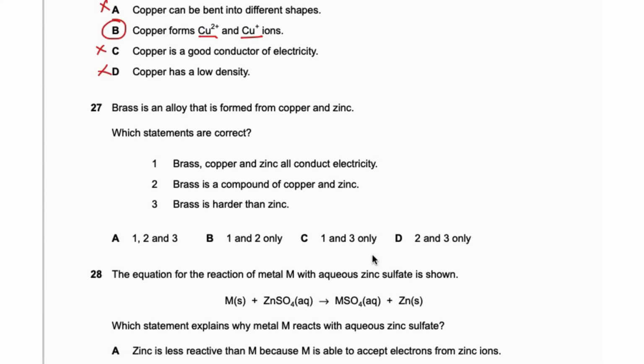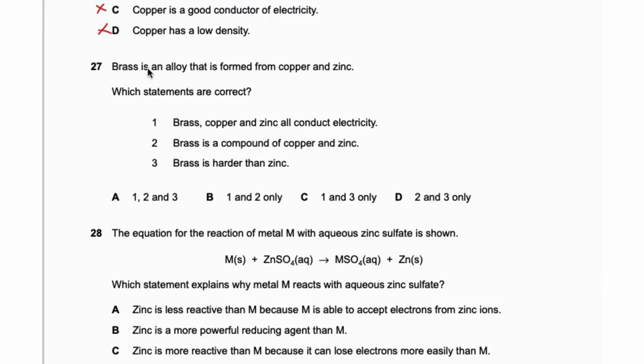Brass is an alloy of zinc. Brass is an alloy that is formed from copper and zinc. Which statements are correct? Brass, copper, and zinc all conduct electricity. Right? All these are metals, so they conduct electricity. Brass is a compound of copper and zinc. Brass is not a compound, it's a mixture.